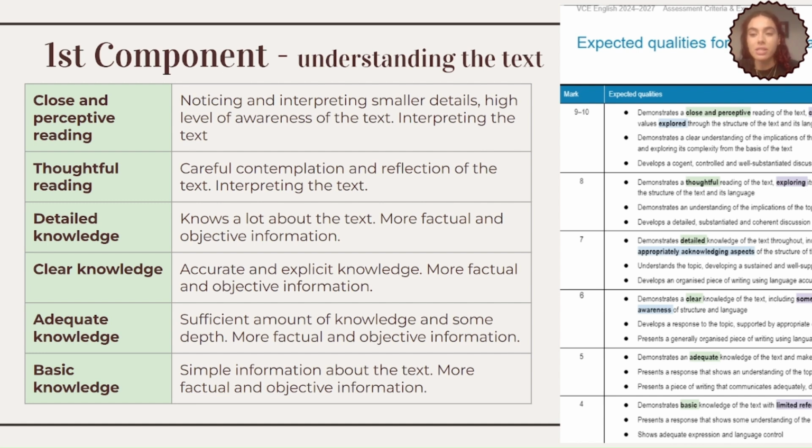So close and perceptive reading, if you're doing close and perceptive reading, okay, you're 9 and 10 scoring, you are noticing the little details, okay? You have a really strong awareness of the text. You are interpreting the text, okay?